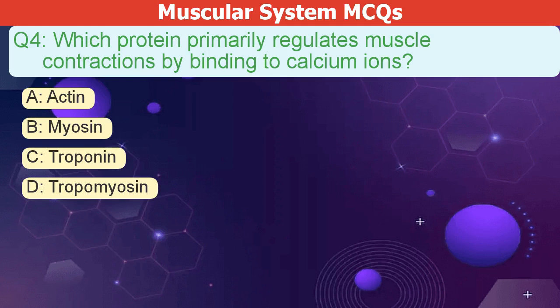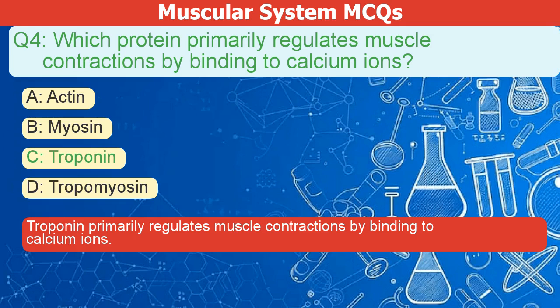Which protein primarily regulates muscle contractions by binding to calcium ions? A. Actin. B. Myosin. C. Troponin. D. Tropomyosin. The correct answer is C. Troponin primarily regulates muscle contractions by binding to calcium ions.